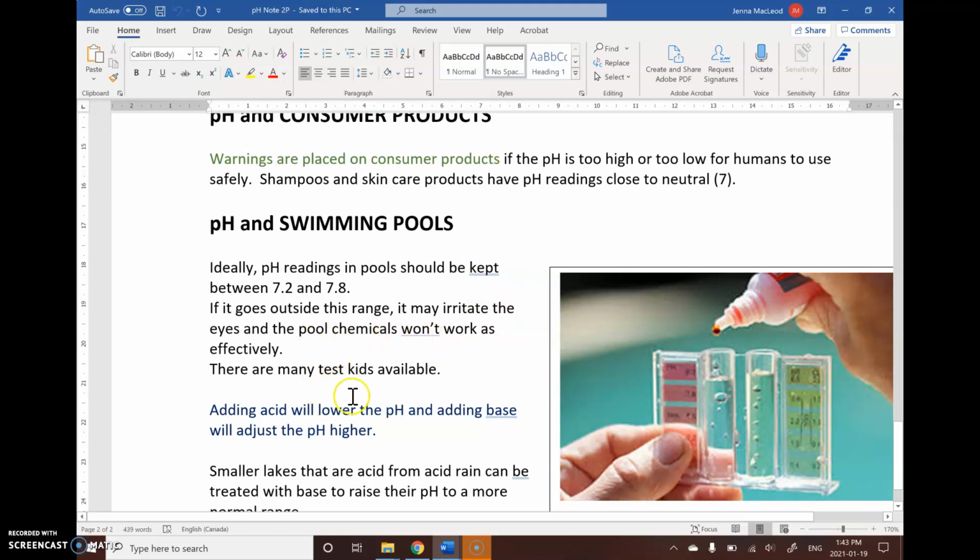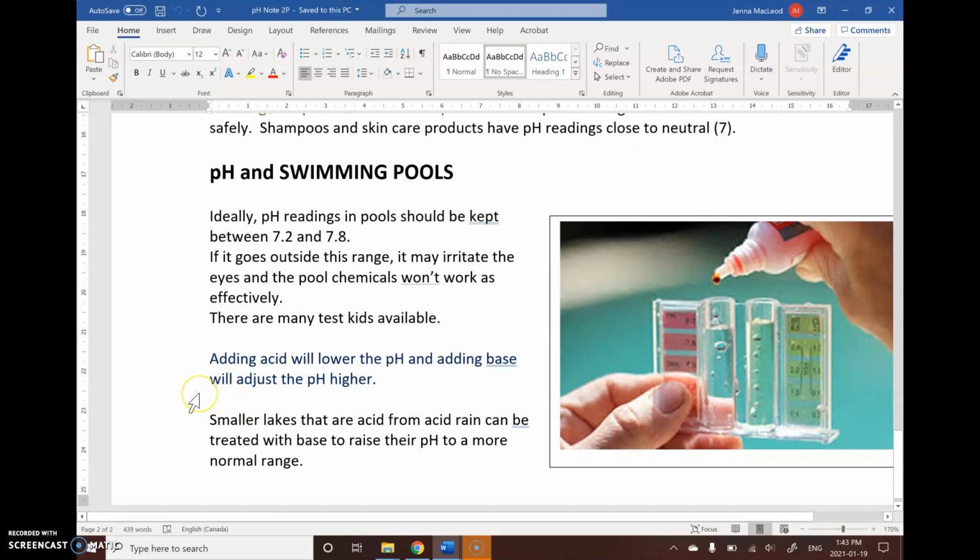Now, if you have a really basic pool, say the number is higher than 8, what you can do is add an acid to level it out and bring it closer to neutral. And you could also add a base if the pH is very low to bring it up higher. So acids and bases can be added to each other to adjust the pH. We also call them neutralization reactions when we want to neutralize it completely and bring it to 7.